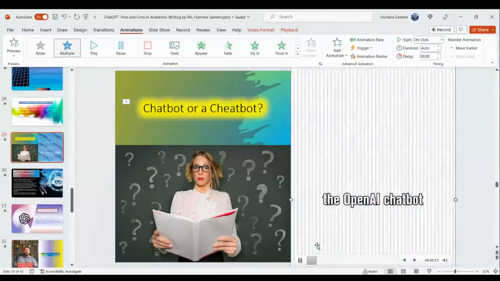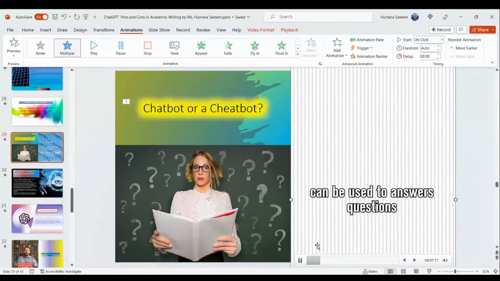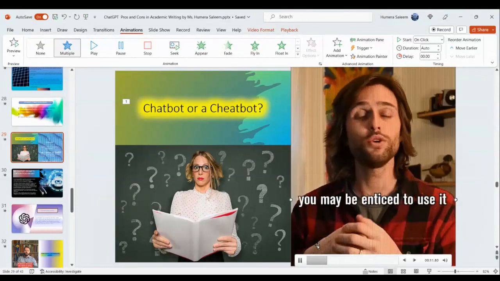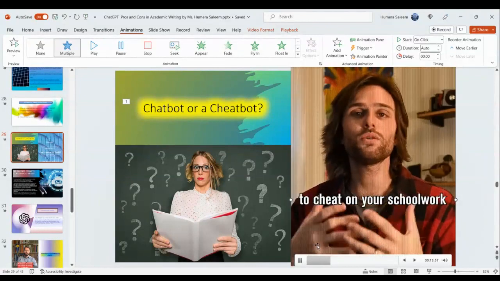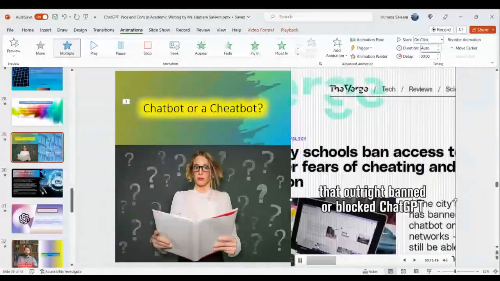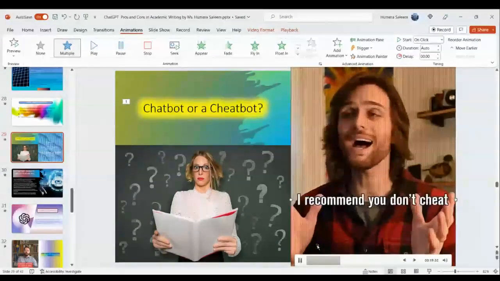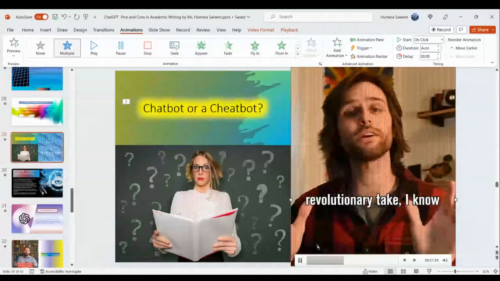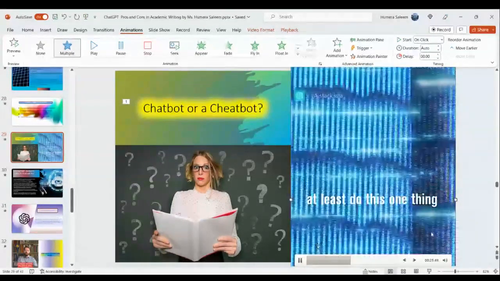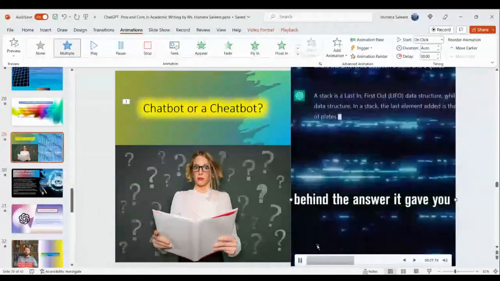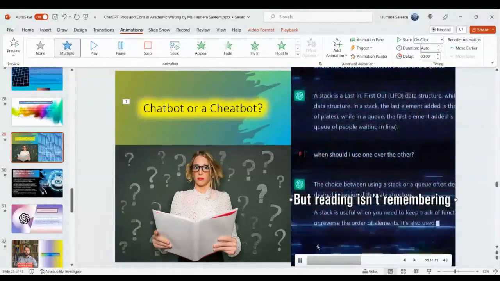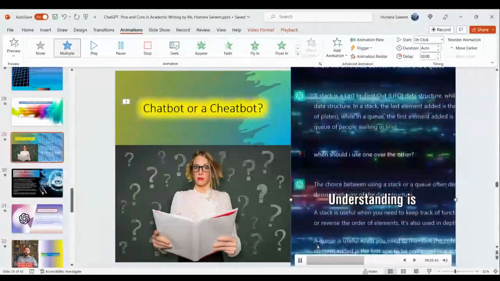Because ChatGPT, the OpenAI chatbot, can be used to answer questions, write code, and give you the meaning of life, you may be enticed to use it to cheat when you're in school, unless you're in one of the school districts that outright banned or blocked ChatGPT, of course. But even still, I recommend you don't cheat. A revolutionary take, I know. But if you must, at least do this one thing. Ask it to explain the reasoning behind the answer it gave you. As a matter of fact, it already does this. But reading isn't remembering. Understanding is.